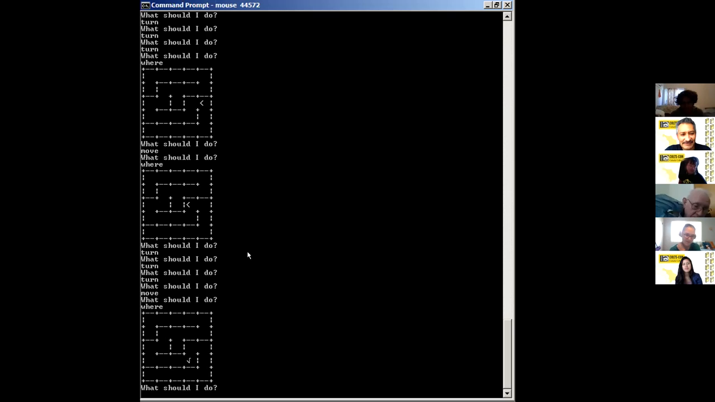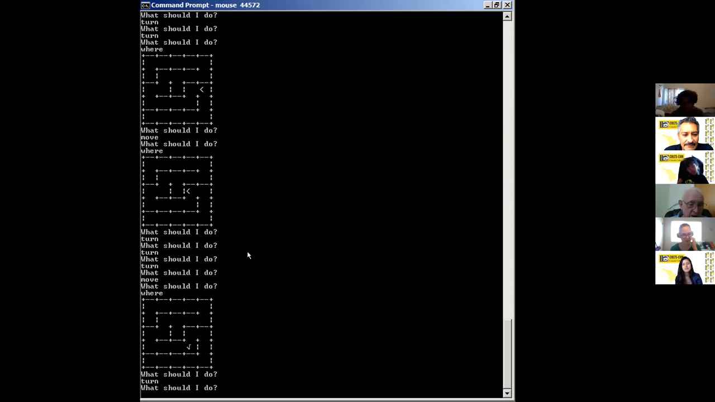Is that the nose hitting the wall? That's the nose pointing to the wall. Pointing to the wall, okay. So it's turn, and then if it's turn, then it turns to the right. Right, turns to the right. Okay, and then? Okay.